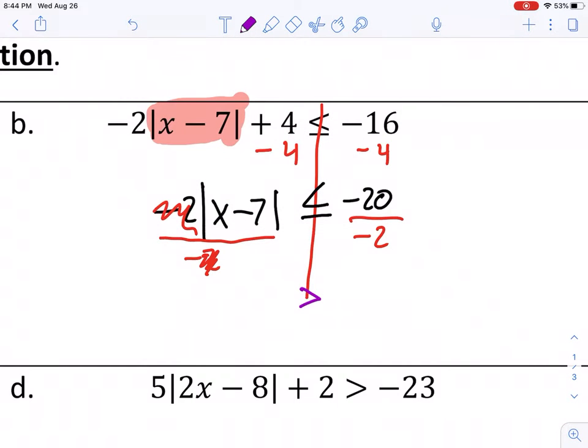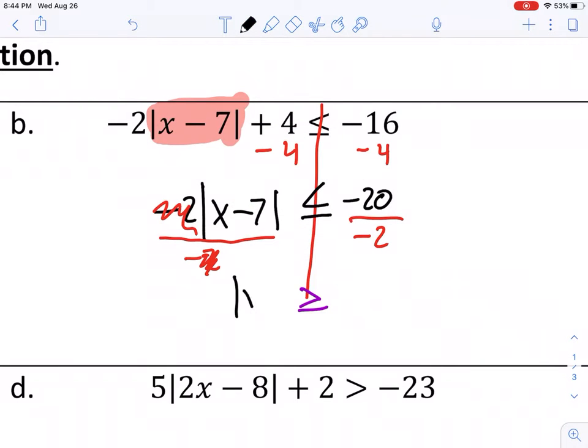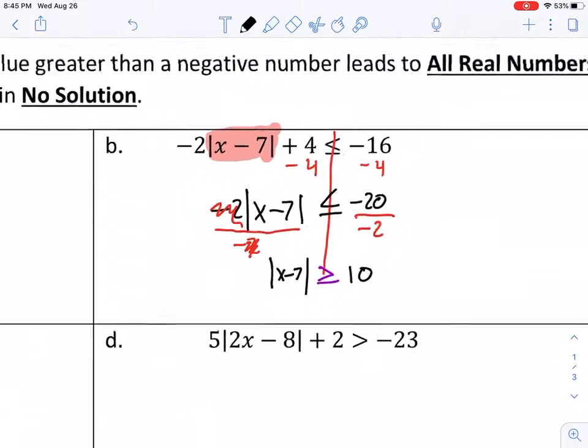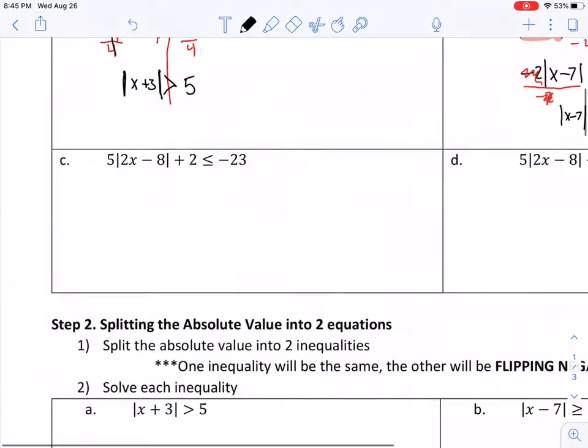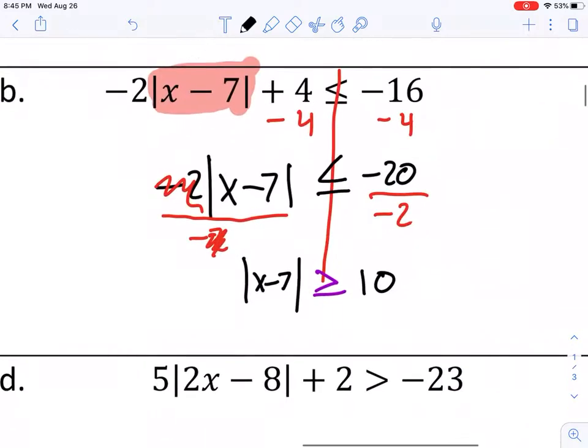So there we go. Now that guy's different. Okay, so he changes directions. And we are left with the absolute value of x minus 7 is greater than or equal to positive 10, because negative 20 divided by negative 2 gives us a positive 10. So this problem is not done, but this is the first step. I'm just showing you these first steps. And then we would check to make sure that this is a positive answer.